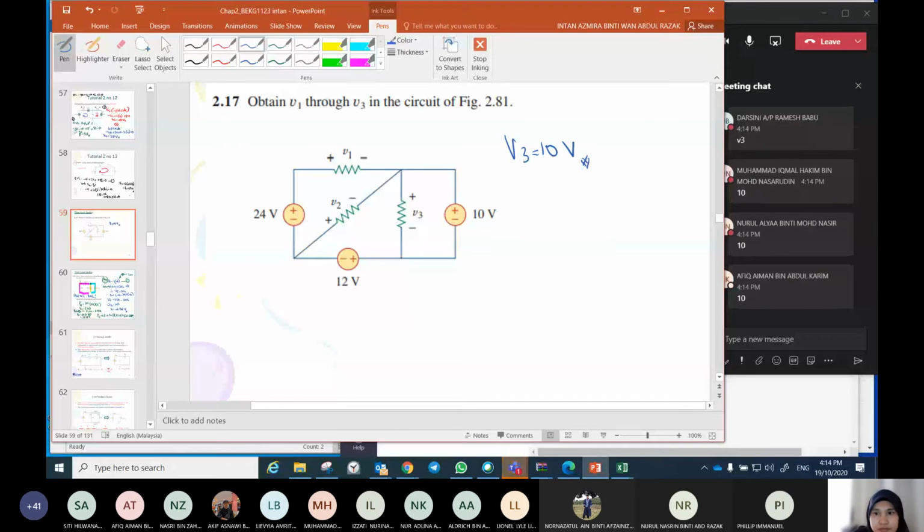V1 or V2? V2. What approach do we apply here? KVL, KCL, Ohm's law? KVL. KVL in the loop, the middle loop, right? Yeah. Okay, and then what do you get? 22.